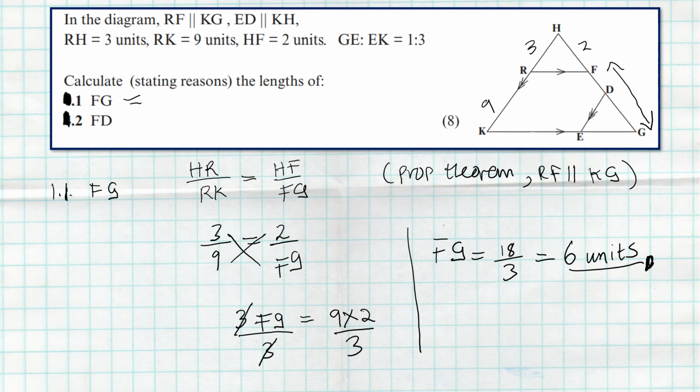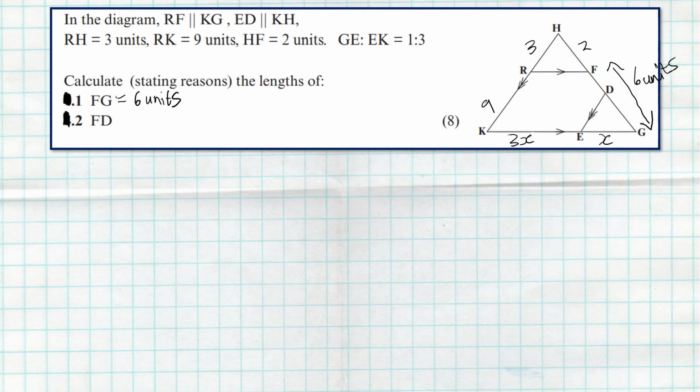So we have calculated our FG as 6 units using the proportionality theorem, because we saw that FG is on this triangle where there's a line parallel to one side. Then the other two sides are divided in the same proportion. Then we cross multiply and get the answer.